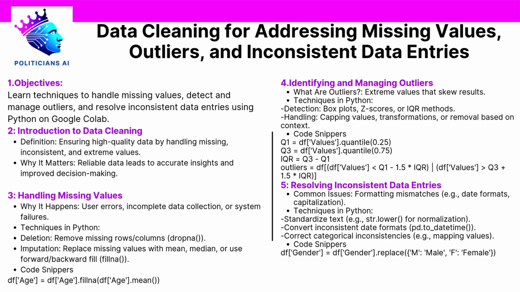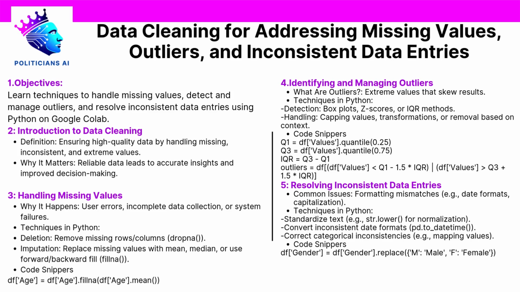Good day, everyone. Welcome to our second lecture in the data preparation series, titled Data Cleaning for Addressing Missing Values, Outliers, and Inconsistent Data Entries. Today, we'll focus on techniques to handle three critical issues in data cleaning: missing values, outliers, and inconsistent data entries. By the end of this session, you'll know how to address these problems effectively using Python on Google Colab.